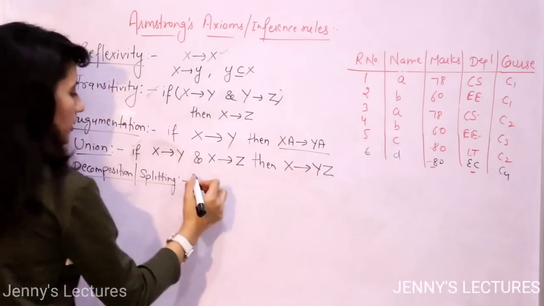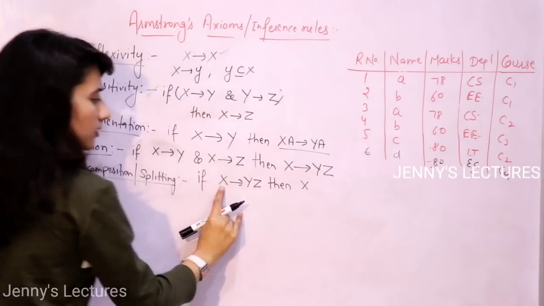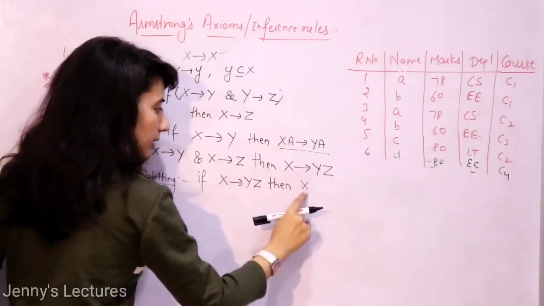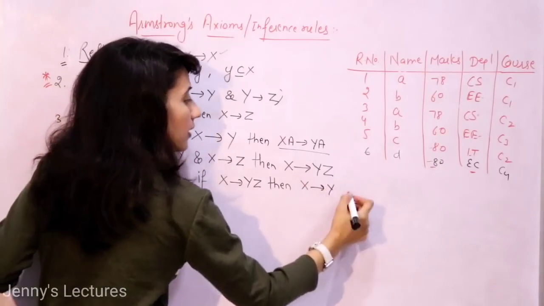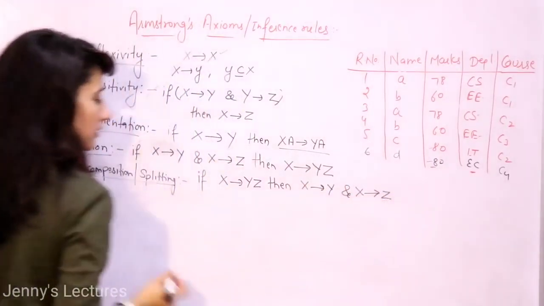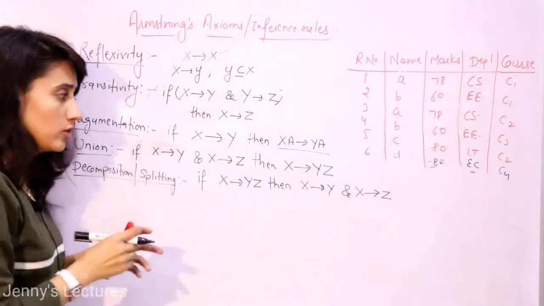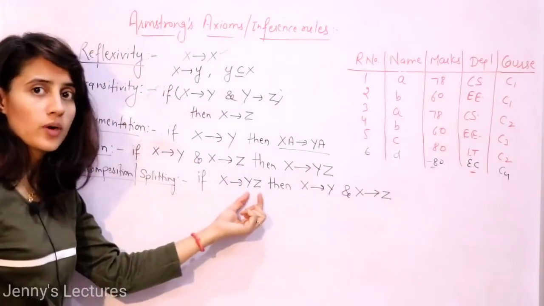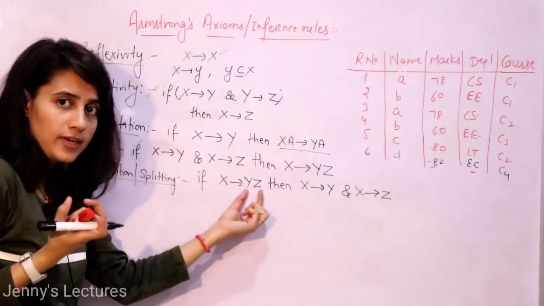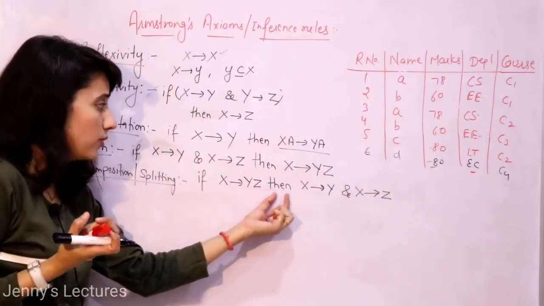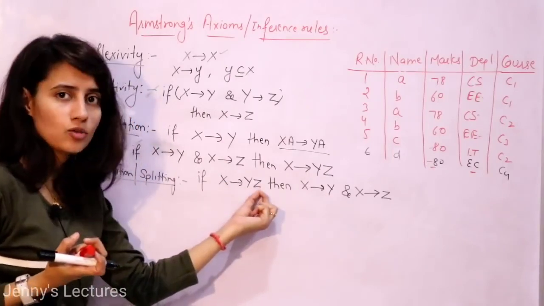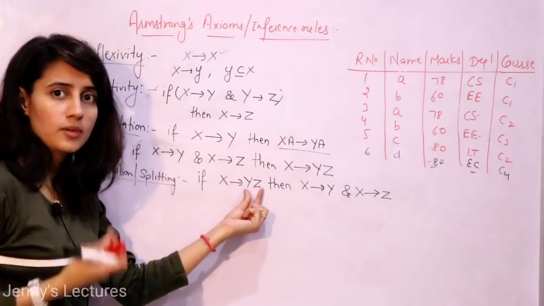Next is the decomposition or splitting property. Now what is this property? See, if x determines y, z, then you can write x determines y and x determines z. Splitting, or you can say decomposing, you are splitting this yz. X determines yz is one complete unit. So now you can write x determines y and x determines z. You have split the dependent.